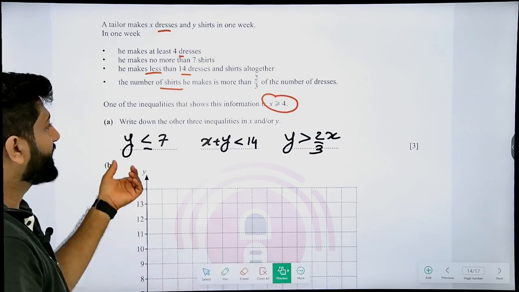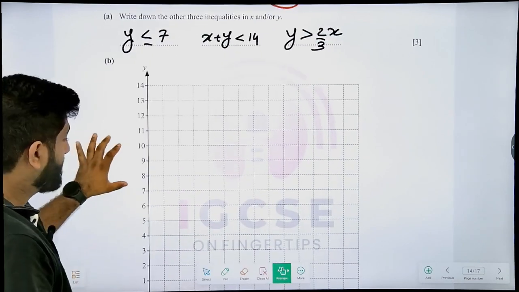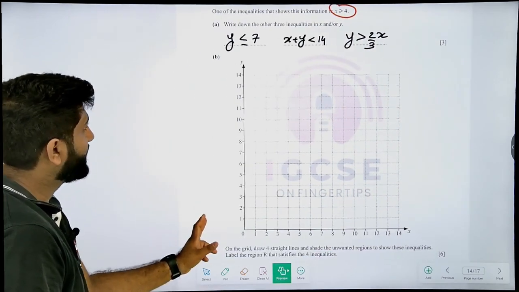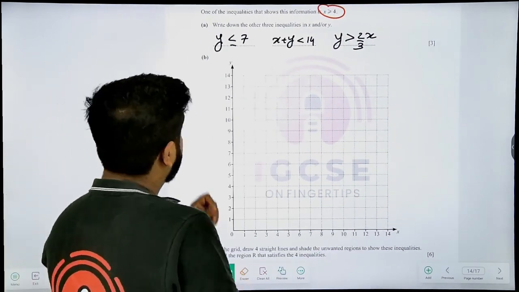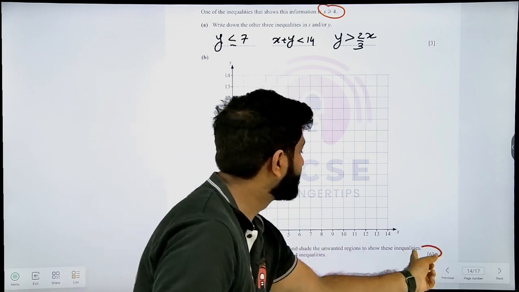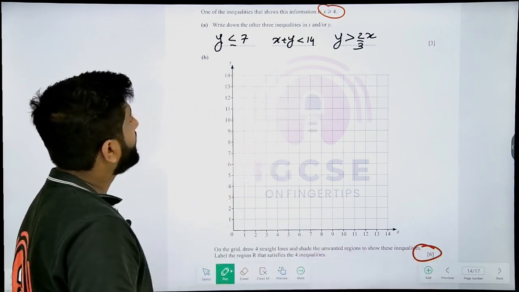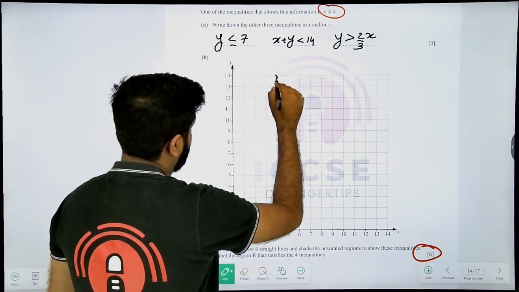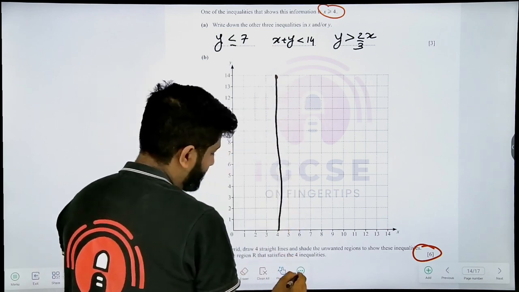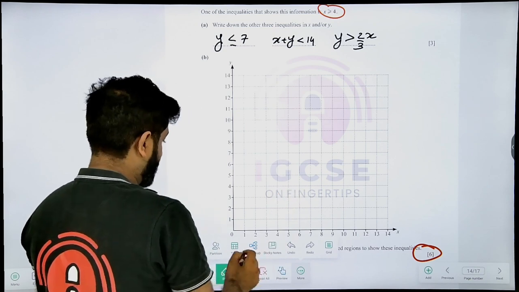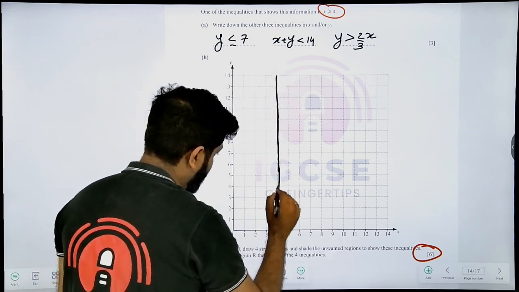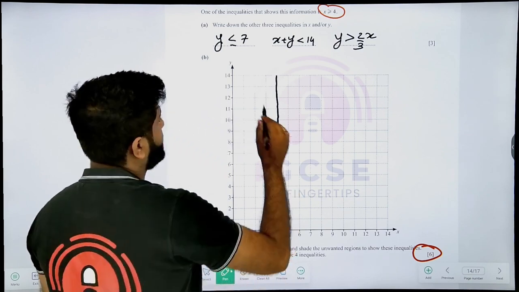Next point is, obviously I'll have to plot the graph and find out the answer for this. Okay, let me do this. I'll have to find the inequality. This is a 6-mark question. Okay, so I have x greater than or equal to 4. So what I'll do is I'll plot a line at x equals 4 first. I'm drawing just a rough line. You can use your scale, guys. This is my line of x equals 4.